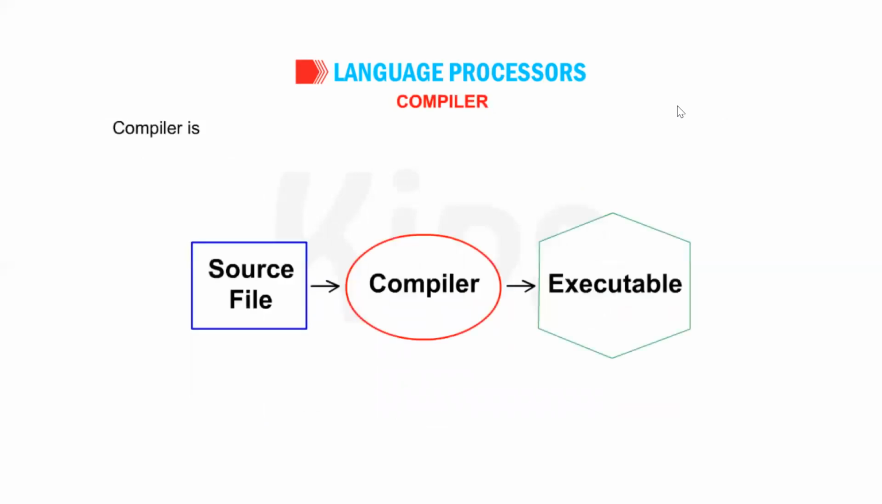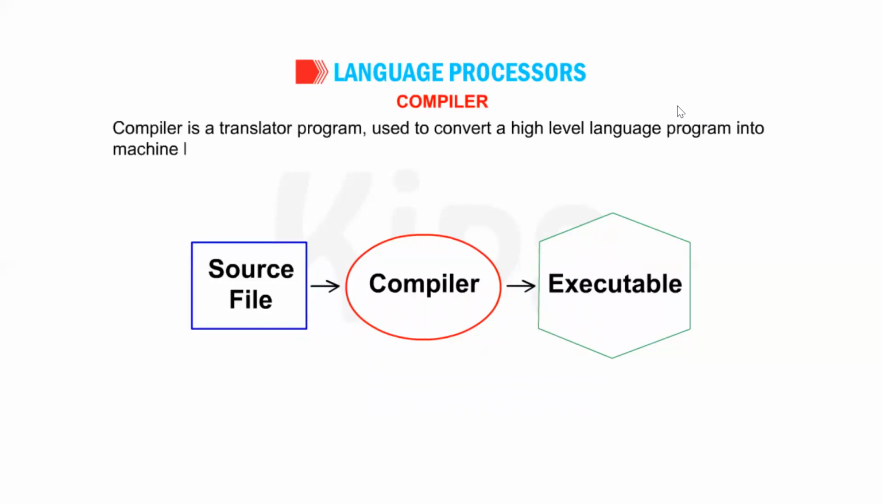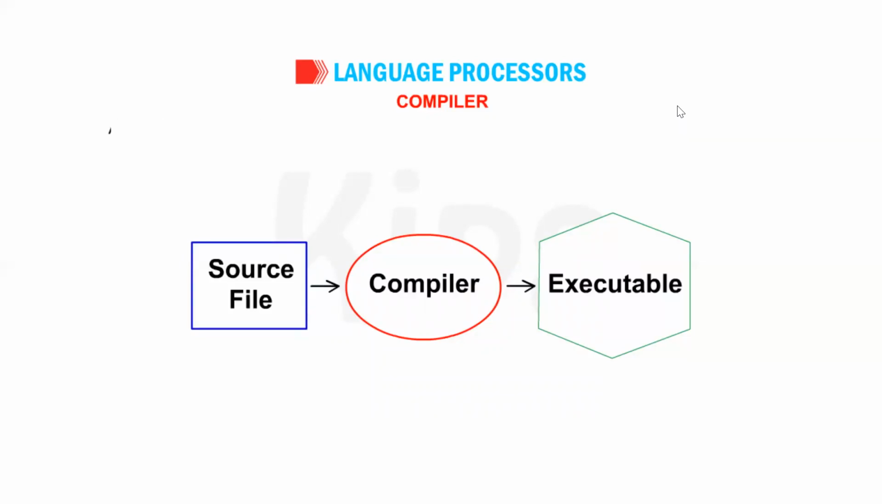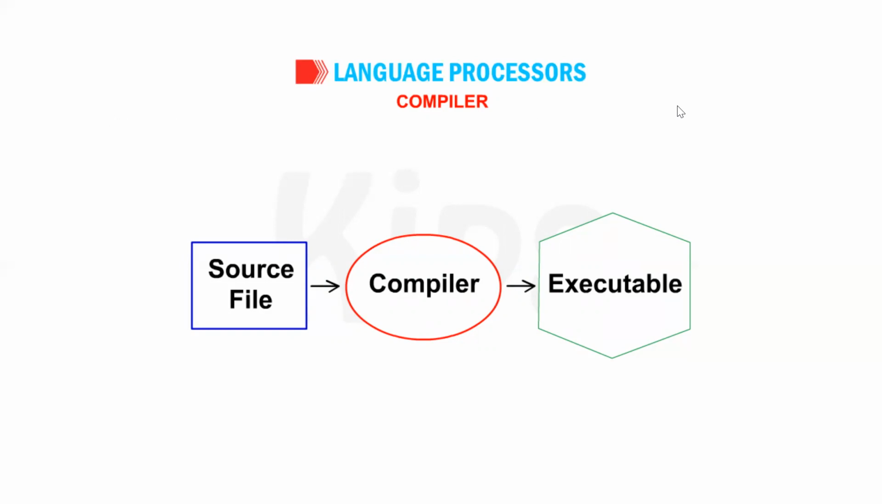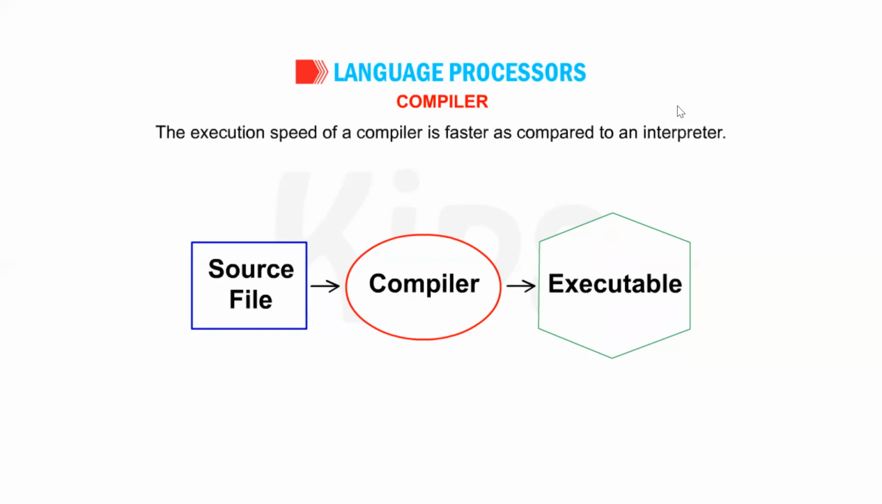Compiler. Compiler is a translator program used to convert a high-level language program into machine language. A compiler translates the whole program at once, that is, it generates the object code for the program along with a list of errors. The execution speed of a compiler is faster as compared to an interpreter.